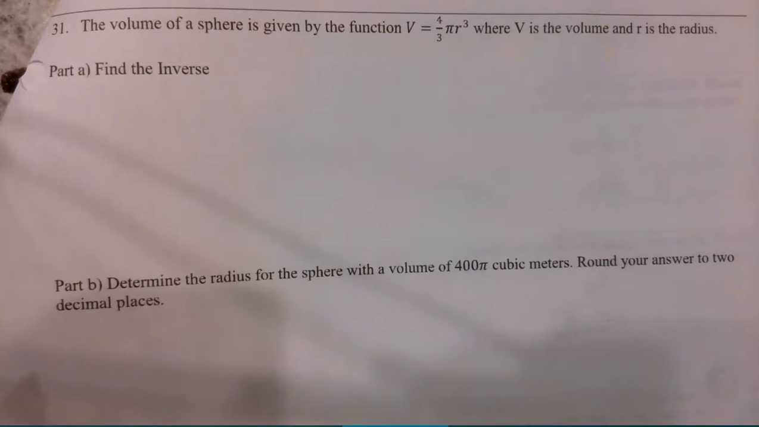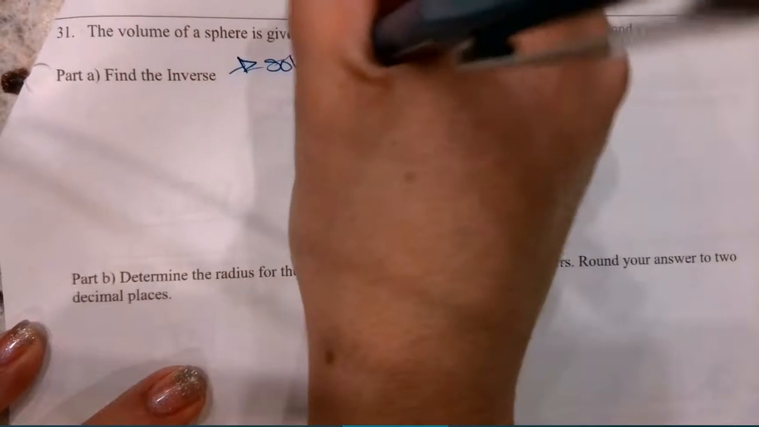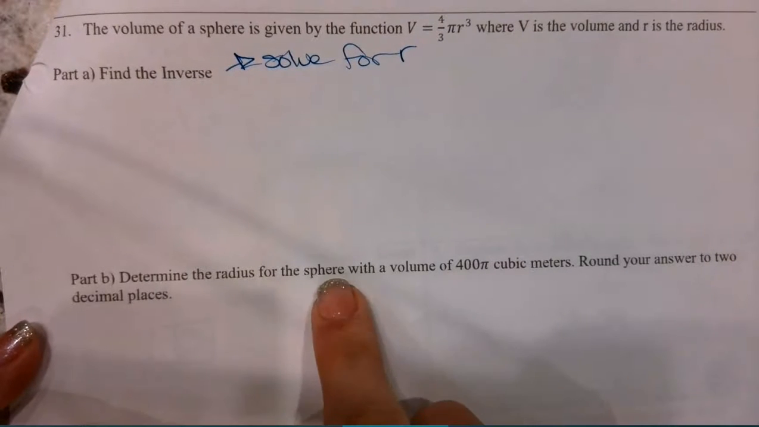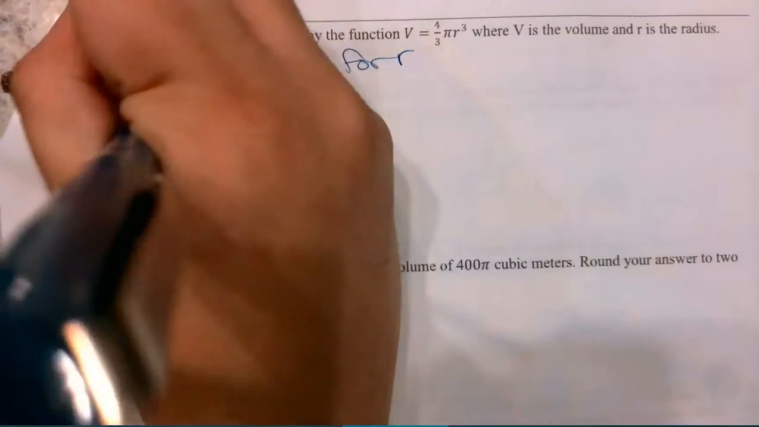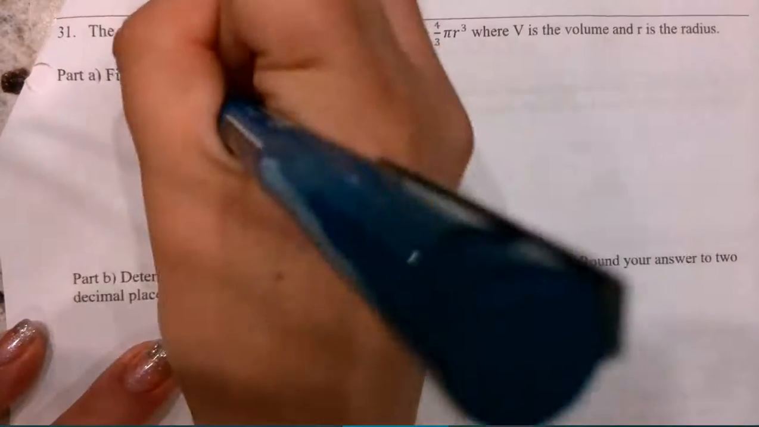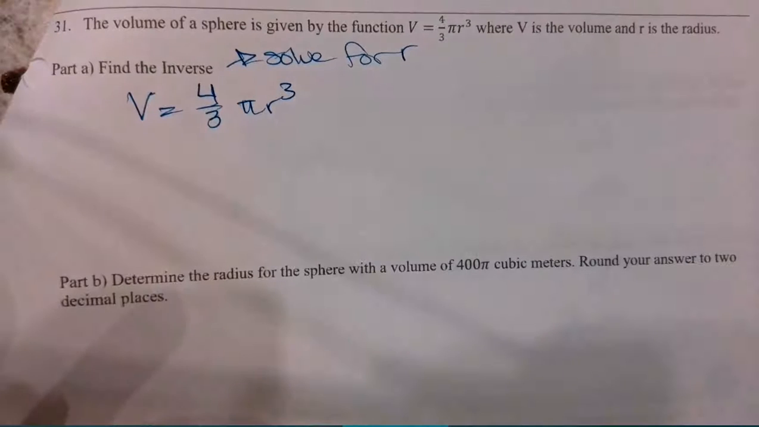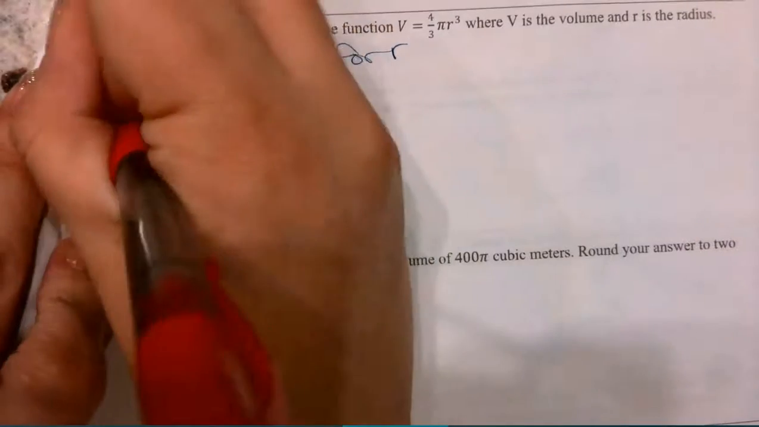So for number 31, it wants me to find the inverse of this function. Inverse meaning solve for r. And then it wants me to figure out the radius once I know my volume. So in this instance, I'm going to leave all my variables alone and just get r alone. So first thing I want to do is get rid of this fraction. I am going to multiply both sides by 3/4.